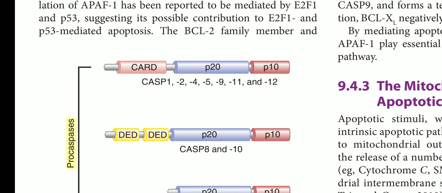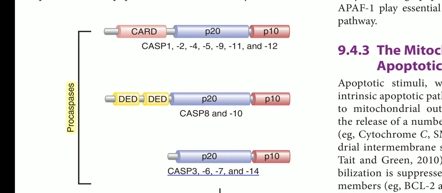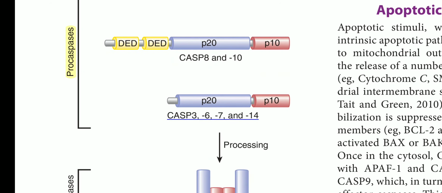Caspases 1, 2, 4, 5, 9, 11 and 12 possess a CARD. Caspases 8 and 10 possess the death effector domain. Caspases 3 and 7 have nothing extra, only the p20 and p10 subunits.